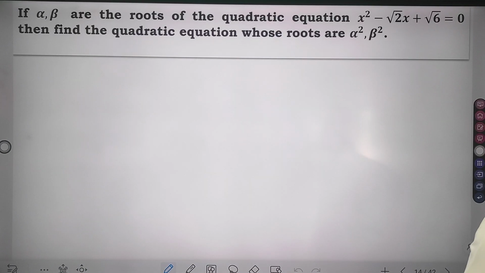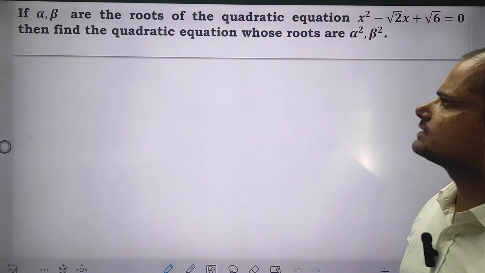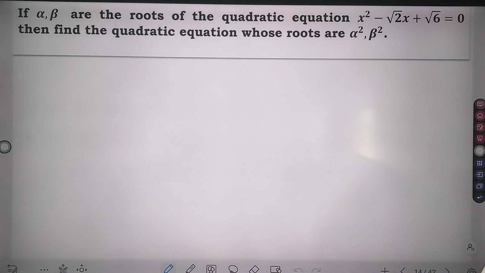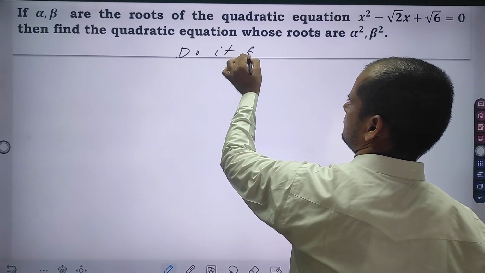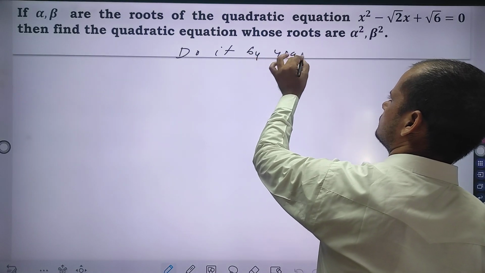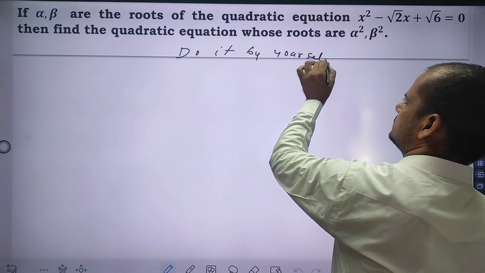Now let's see another example. If alpha and beta are the roots of the quadratic equation x square minus root 2 x plus root 6 equal to 0, then find the quadratic equation whose roots are alpha square and beta square. So do it by yourself.